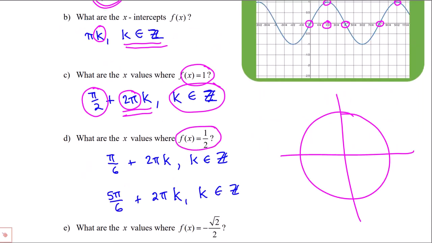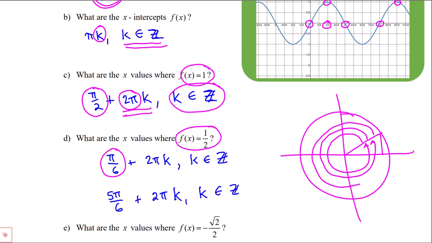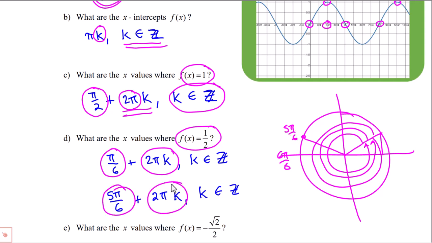So sine is a half when the y is small and the x is big. So this is our pi over 6 angle. And because the period is 2 pi, I can keep going around and around, end up in the same place. That's what this is all about. But sine is also positive in the second quadrant. That's this angle. And if this is 6 pi over 6, this must be 5 pi over 6. And again, every 2 pi k, we always have to say k is an integer.